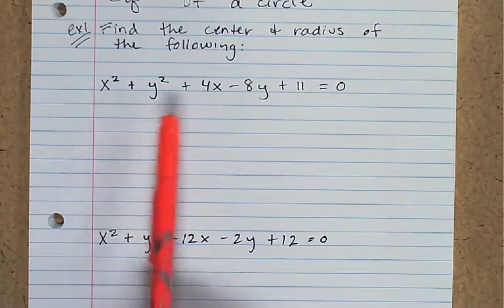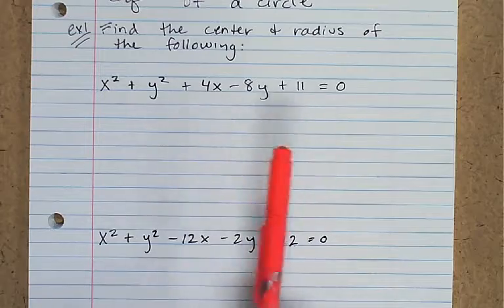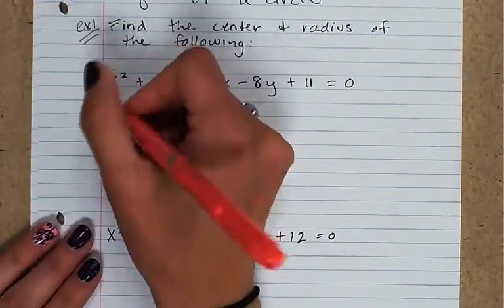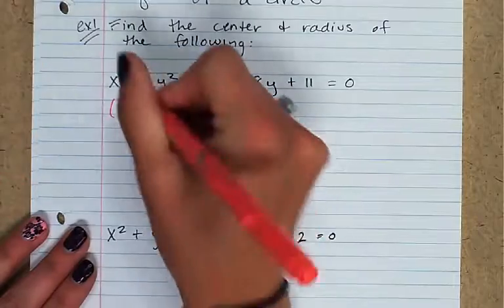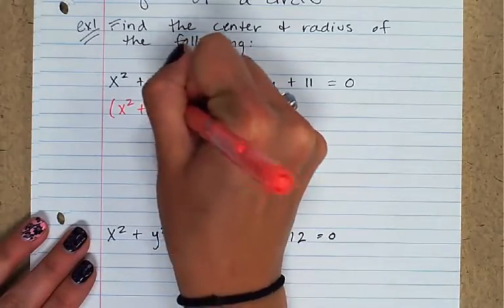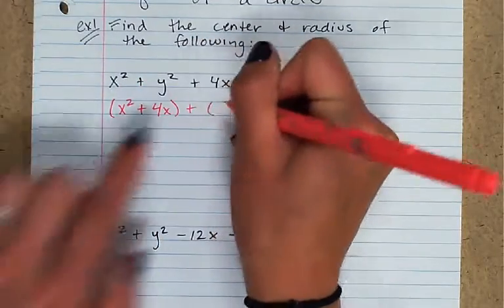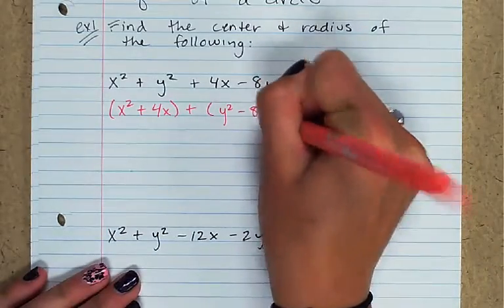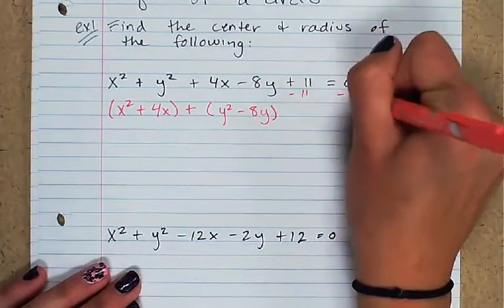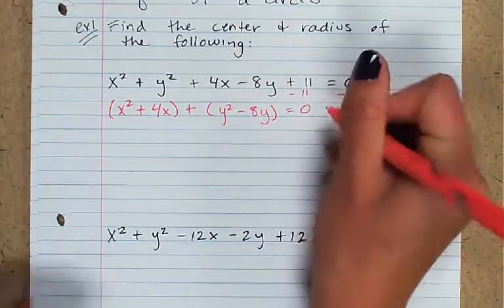We also need to get the x's next to each other and the y's next to each other. So I'm going to change up the order here. I'm going to say that this is x squared, and then I'm going to pull over the positive 4x. Plus, and then y squared, I'm going to group that with the negative 8y, and at the same time I'm going to subtract 11 from both sides.